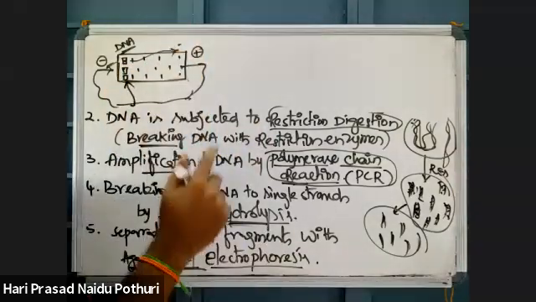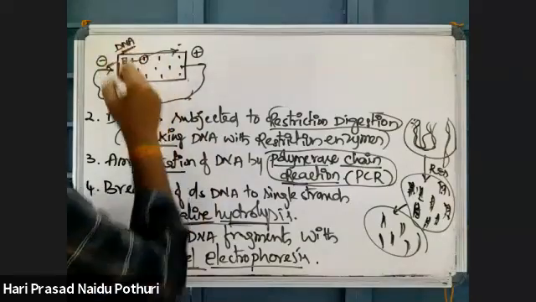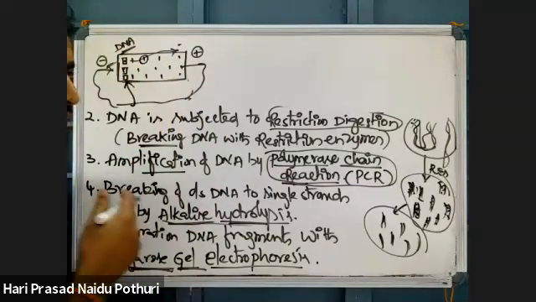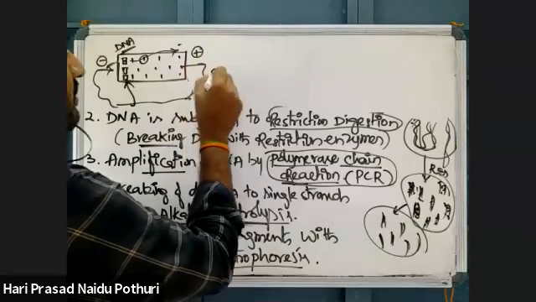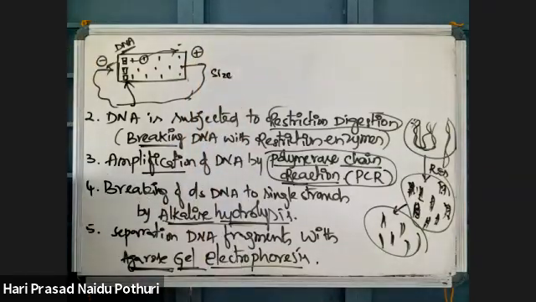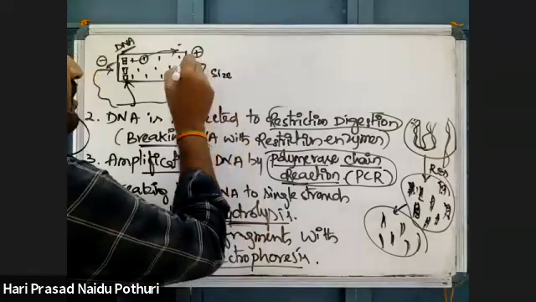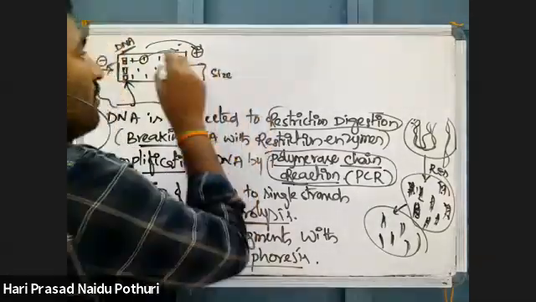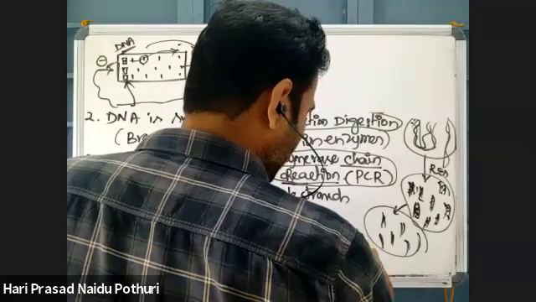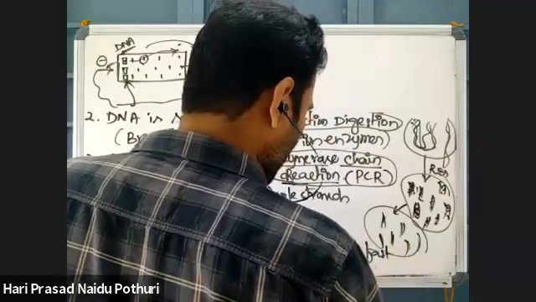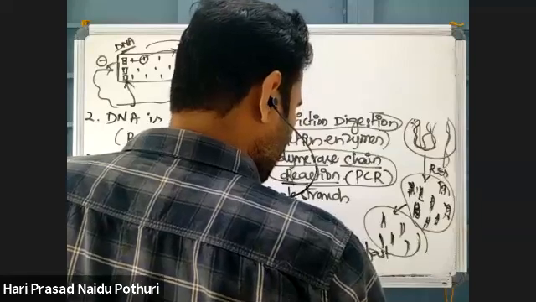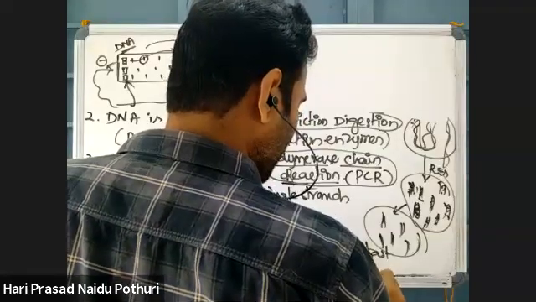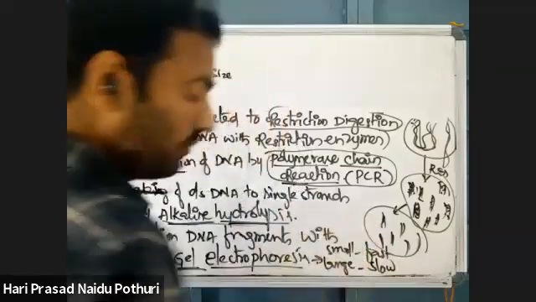That migration depends on the charge of the particle. All particles have the same type of charge, and the size of the particle also matters. What does the size of the particle mean? Suppose small sized particles will move fast and large sized particles will move slow. Small particles move fast, and large DNA fragments which have more length will be moving slow.